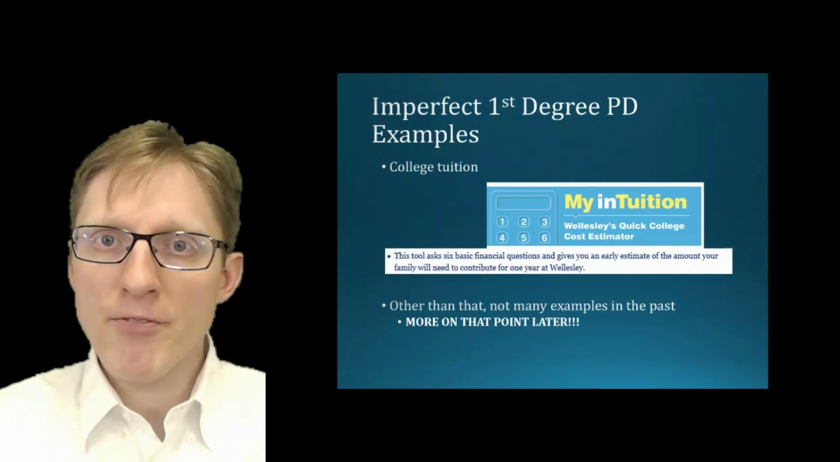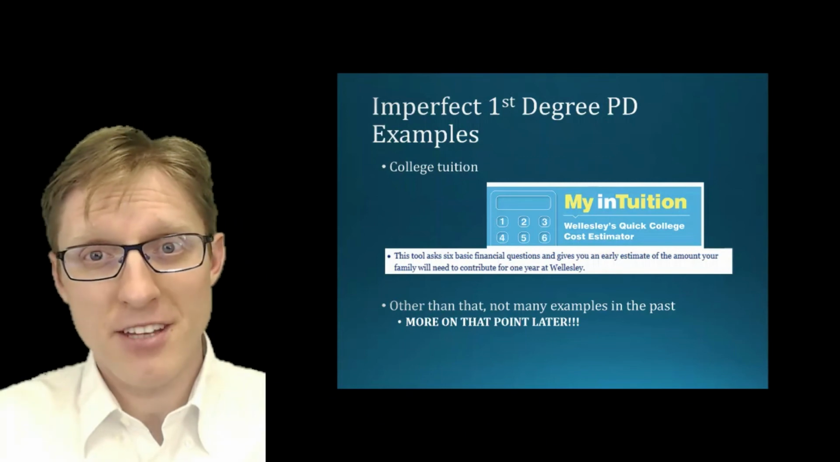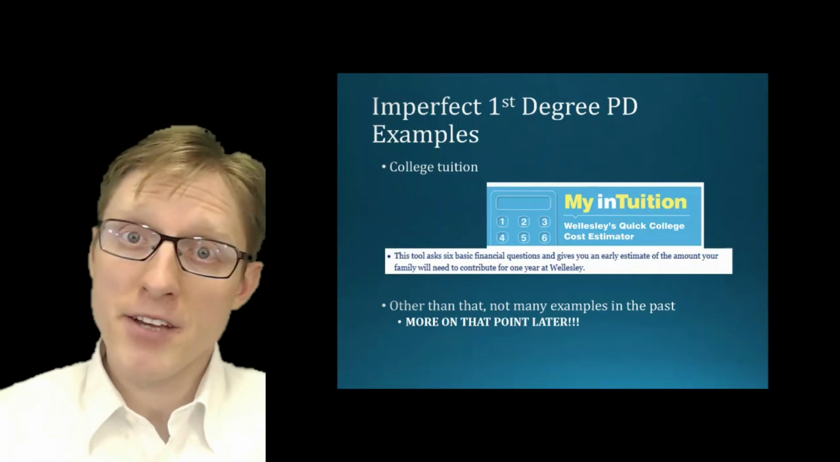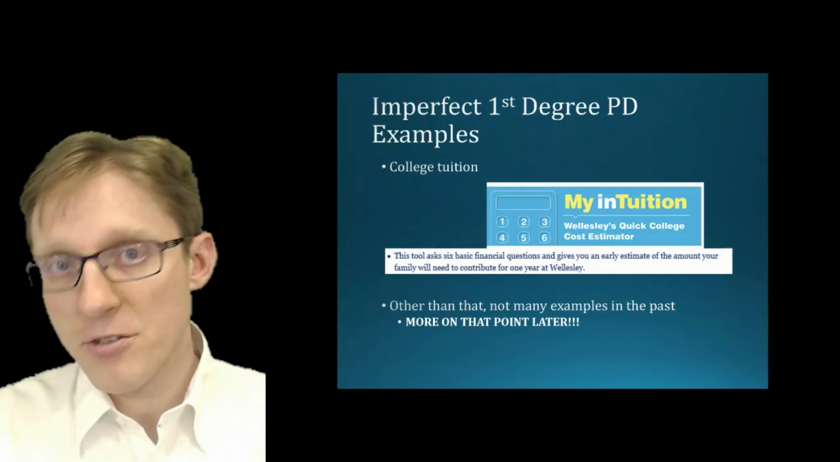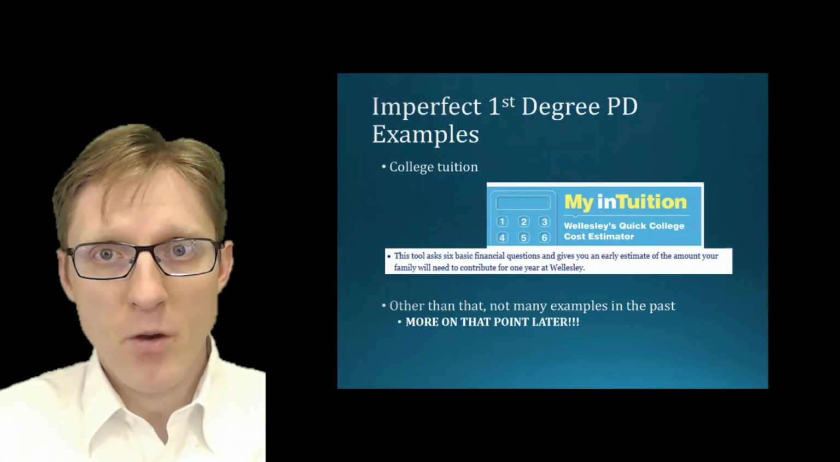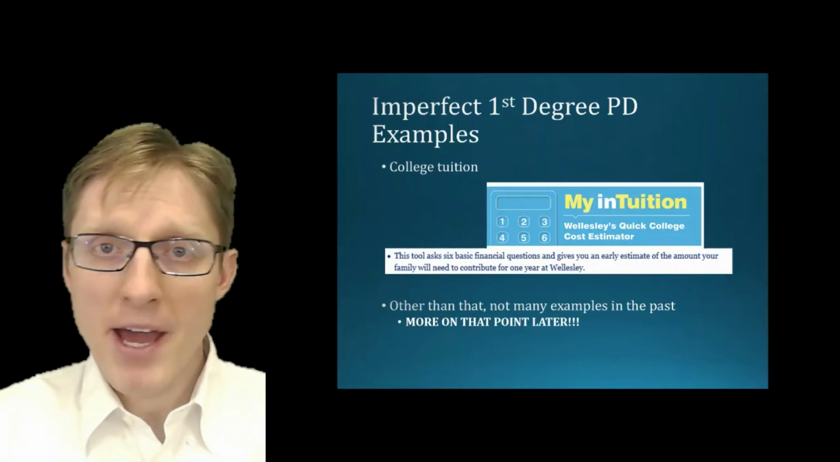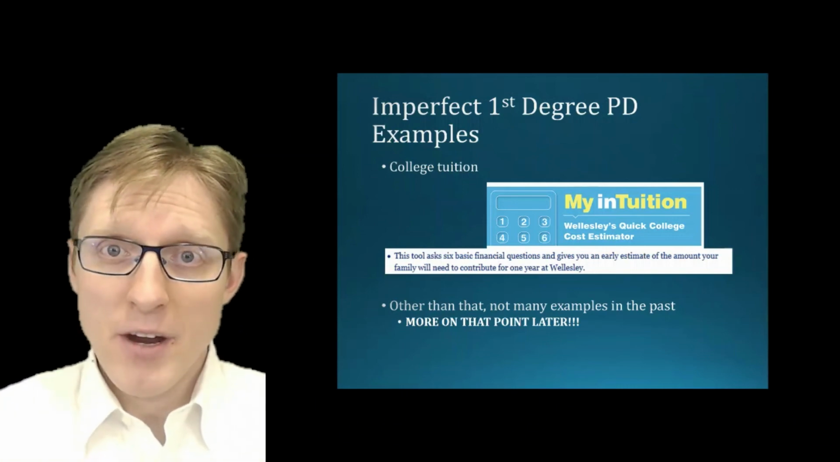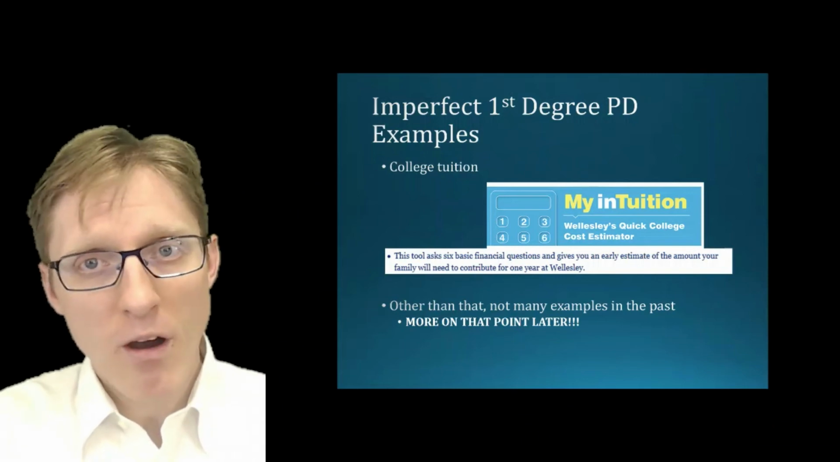Okay, so let me give a few examples of each. First, imperfect first degree price discrimination. There really aren't many examples, but maybe one of the best is college tuition. Consumers are offered different prices. Basically, some consumers get more student aid or discounts on tuition. And sometimes this reflects their ability to pay, but that actually is an example of price discrimination. If some consumers have higher income, presumably they'd be willing to pay more, all else equal.